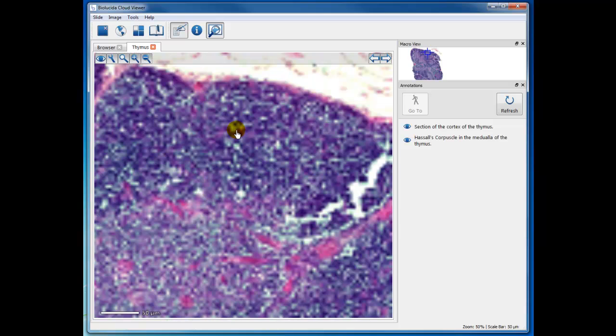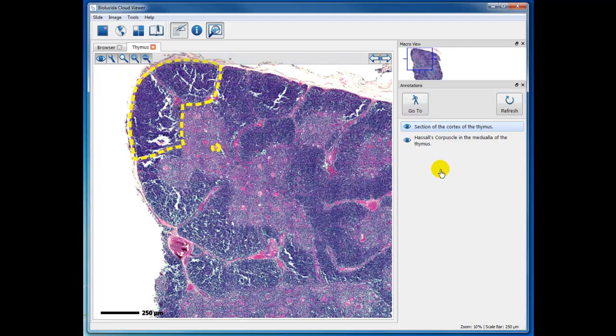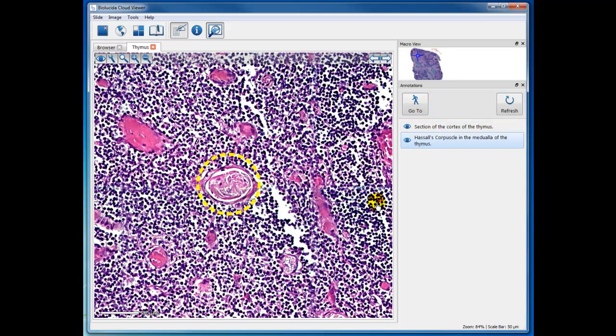I think this annotation shows a section of the cortex over here, and of course I just illustrated another section of the cortex. All this area in here is the medulla, and then I think that we picked a fairly typical Hassall's corpuscle, which are actually collections of dead epithelial reticular cells.